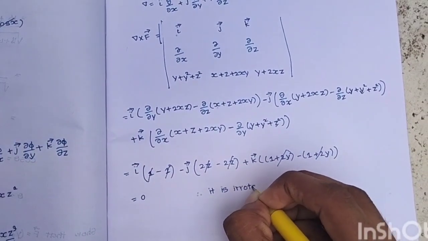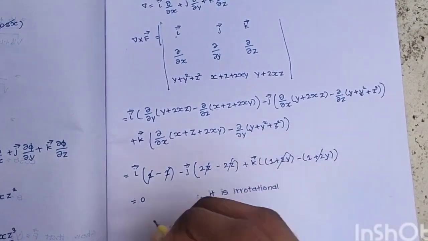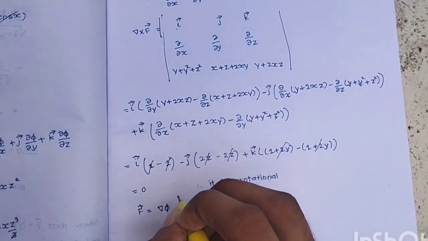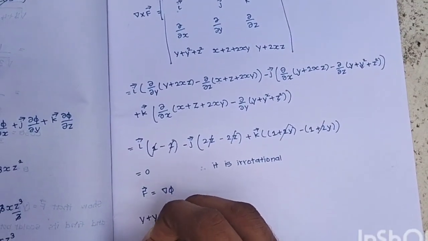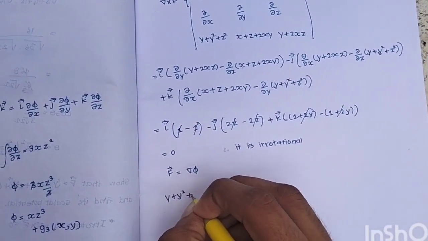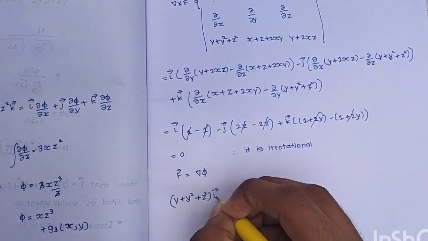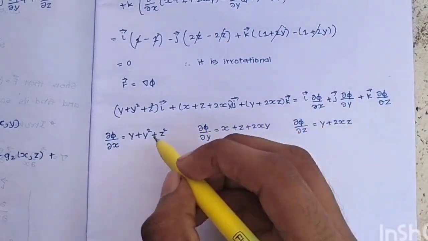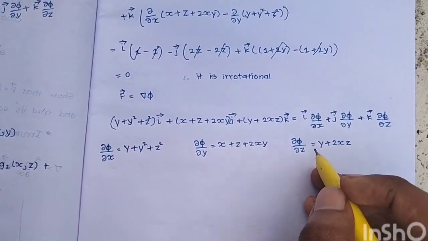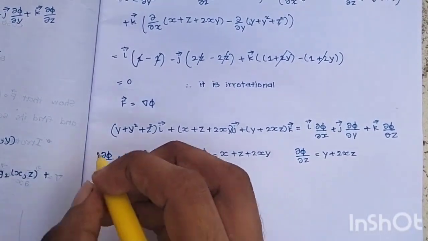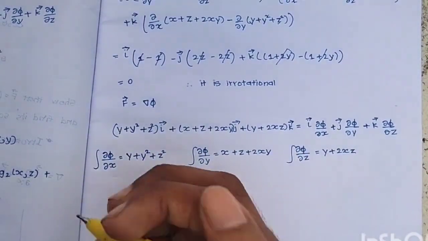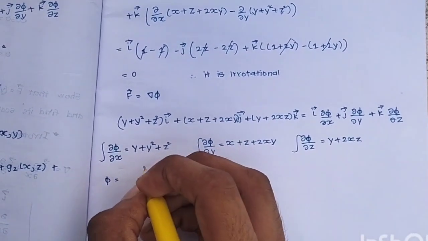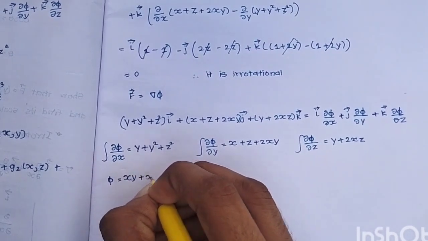Now we are going to find the scalar potential. To find scalar potential, we have to equate f vector equal to del phi. F vector is y plus y square plus z square into i vector plus x plus, we are equating dou phi by dou x, dou phi by dou y, and dou phi by dou z. Now we want only phi, so integrating these will give phi. On the other side there is no x term, so multiply x on all the terms.